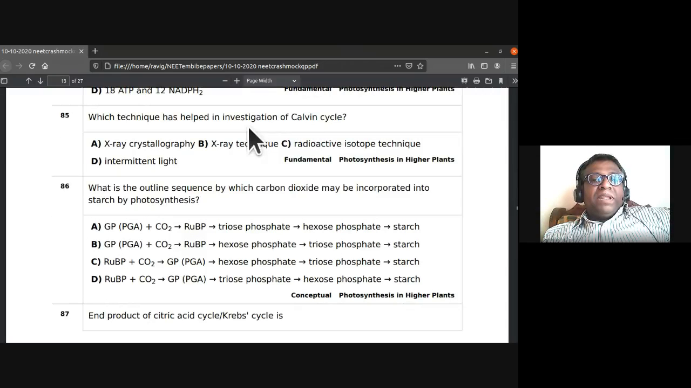Which technique has helped in investigation of Calvin cycle? So it is the radioactive isotope technique that has helped in investigation of Calvin cycle. So 85th, C is the answer.